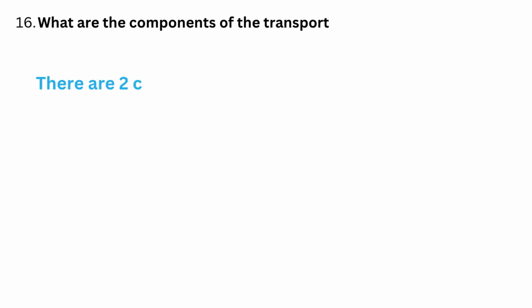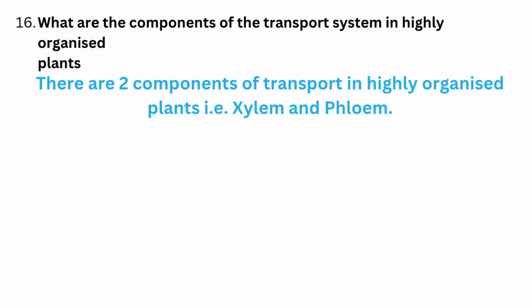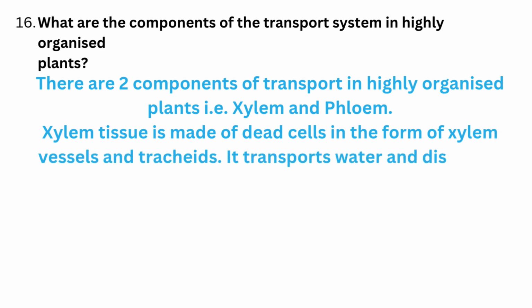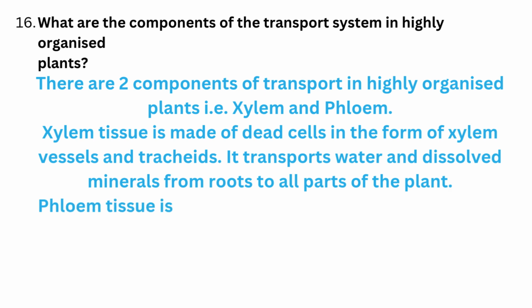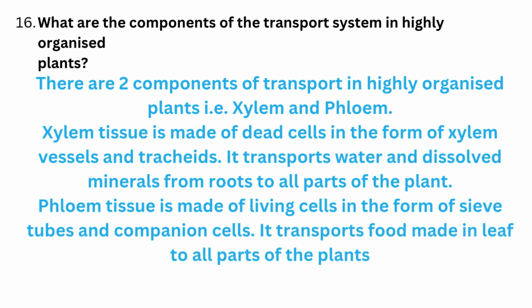What are the components of the transport system in highly organized plants? There are 2 components of transport in highly organized plants, that is xylem and phloem. Xylem tissue is made of dead cells in the form of xylem vessels and tracheids. It transports water and dissolved minerals from roots to all parts of the plant. Phloem tissue is made of living cells in the form of sieve tubes and companion cells. It transports food made in the leaf to all parts of the plant.